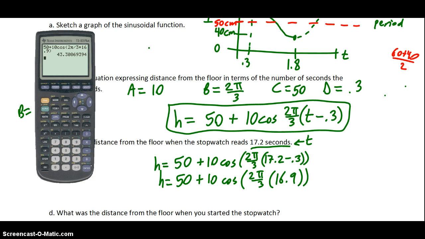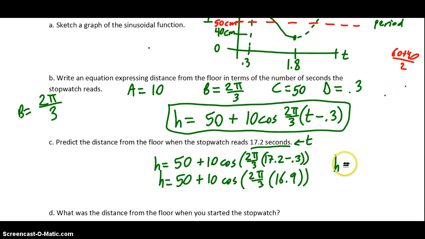Okay? So what's the height when the stopwatch reads 17.2 seconds? We'll cut that off to two places. 43.31. 43.31, and I believe it was centimeters.